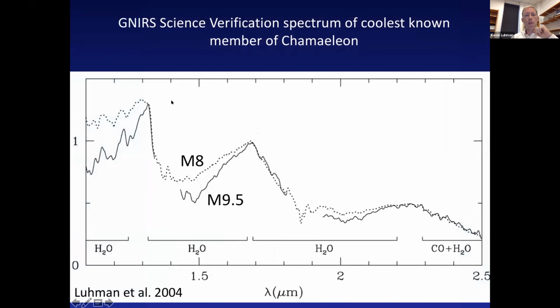And so for instance, here's a GNIRS spectrum of what at the time was the coolest known member of the Chameleon star forming region. This spectrum is labeled as M9.5. Here it's compared to a previously known one, a warmer M8. So this spectrum was obtained during science verification observations at GNIRS. And actually, I think this was the first paper that presented GNIRS data.